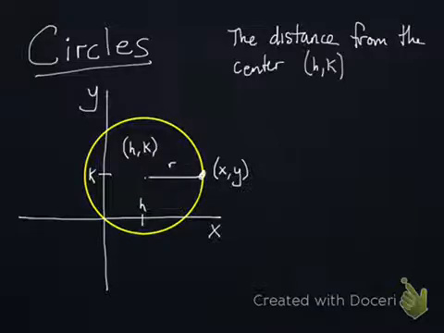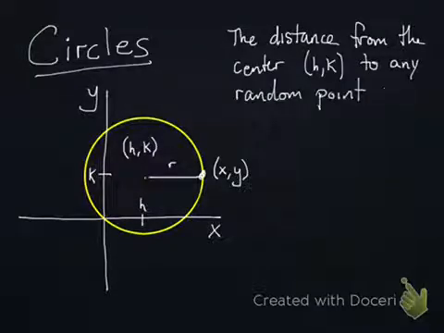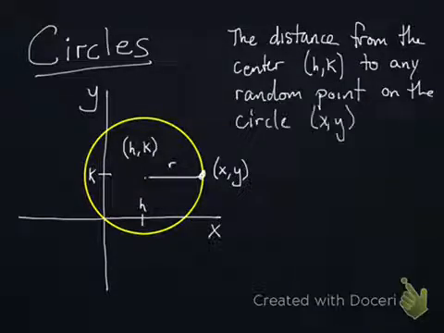Now what we were saying before is that the distance from the center, which is the point h comma k, to any random point on the circle, let's call that random point x comma y, that distance is the radius, which we're calling r. Now if you remember your distance formula, do you remember the distance formula? Well, let's see how that goes here. Let's find the distance between the point h k and the point x y.